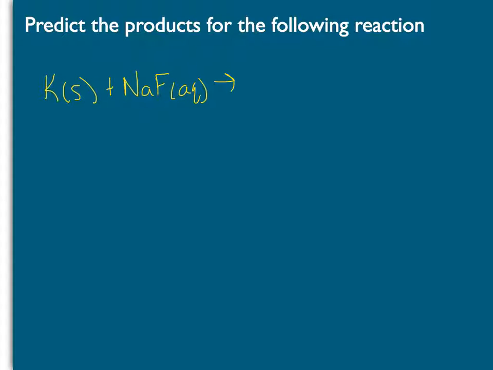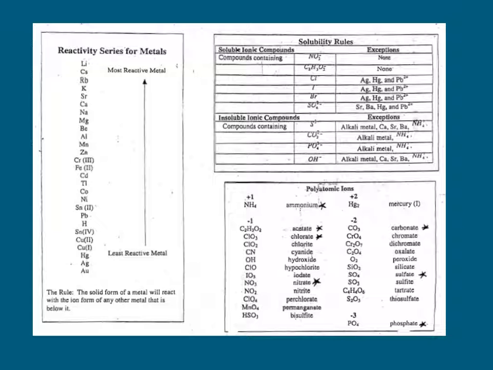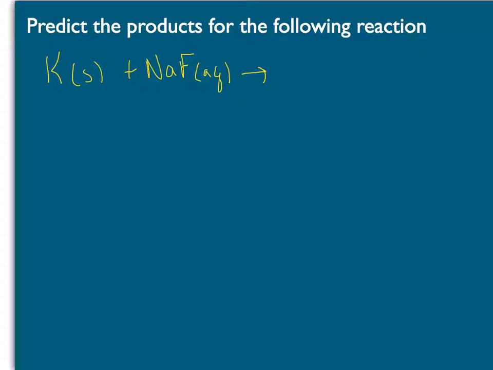Potassium solid is placed into a solution of sodium fluoride. In this case, potassium needs to be stronger than sodium. So once again, we're going to check our activity series. Okay, on our activity series, here's potassium and here's sodium. So even though potassium is not a lot stronger than sodium, it is stronger. So potassium will still replace sodium. So in this case, K is going to push out Na.